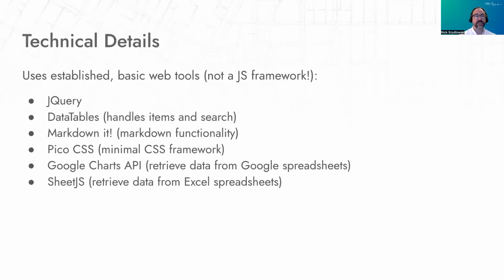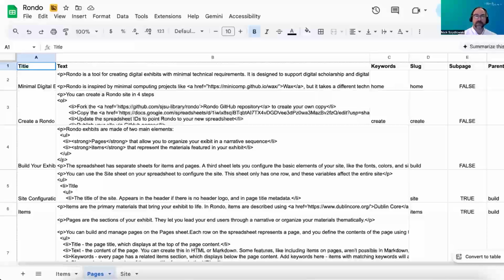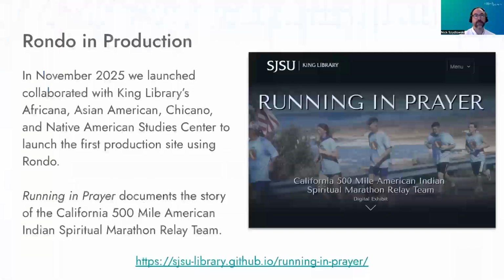Rondo's code. Here's a preview of what Rondo's spreadsheet looks like. You can see this is the pages sheet. So pages are built directly in the spreadsheet. And here you can enter your page content either in HTML or in Markdown.